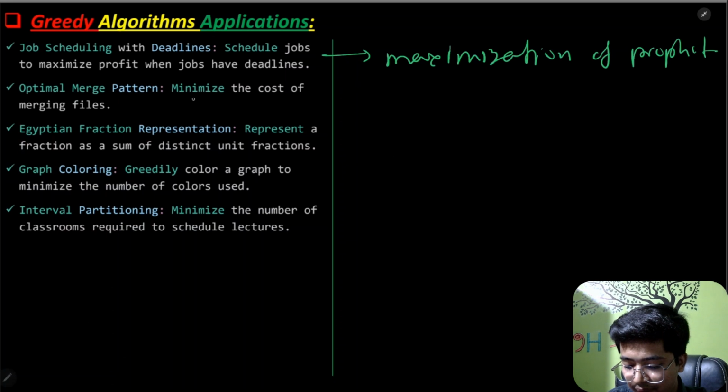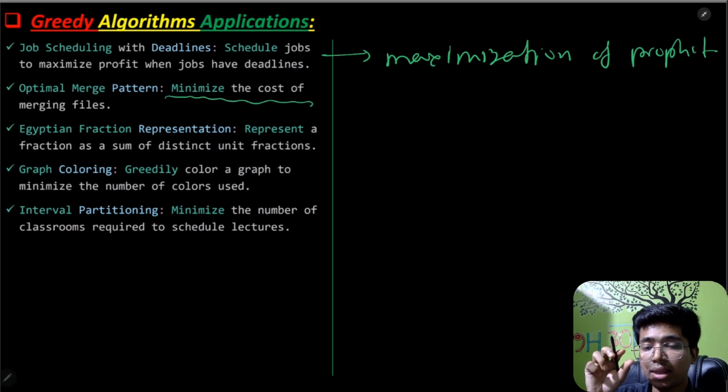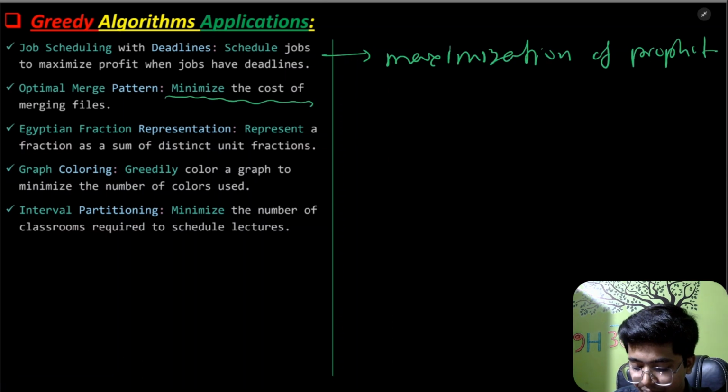Now, the optimal merge pattern for minimizing the cost of merging files. While merging files, if you want to minimize the cost and the time, to get the least time, we use the greedy algorithm.